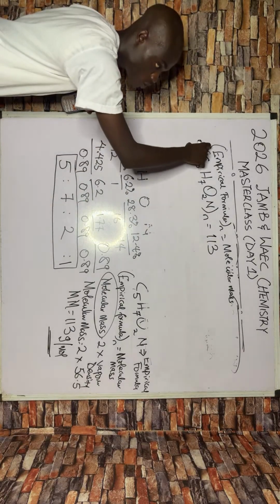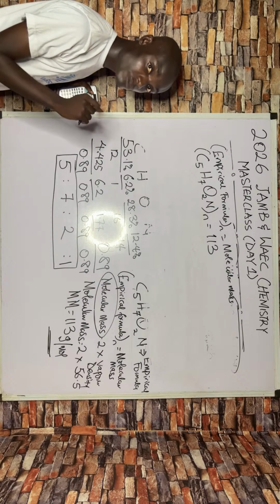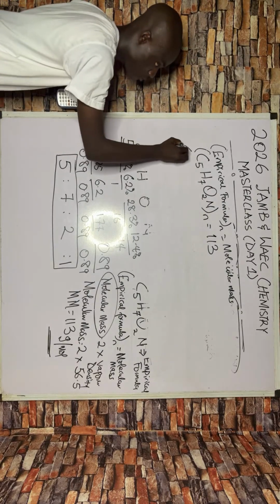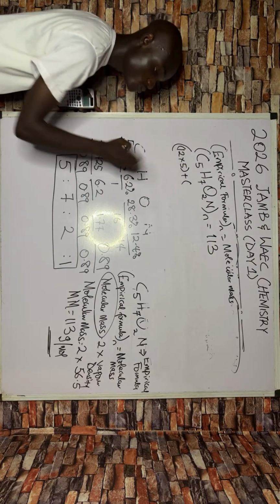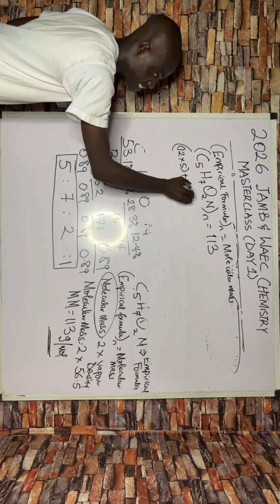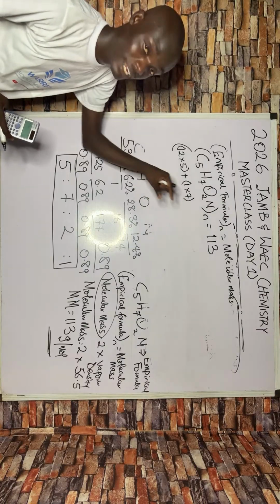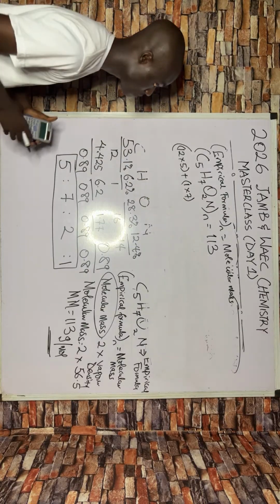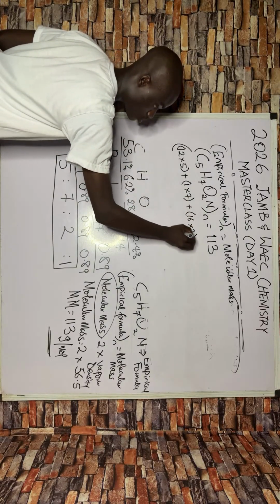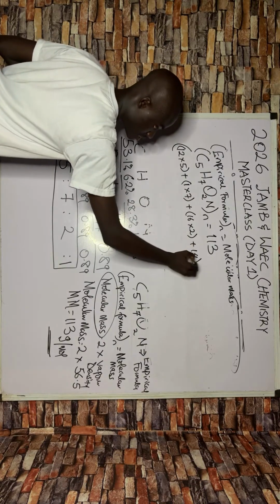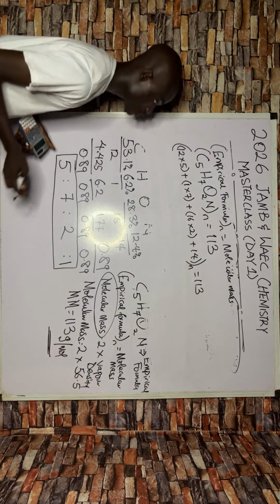Because we are talking about mass, we are going to be calculating the mass of everything here. Now carbon, if you remember, the relative atomic mass is 12. So for carbon it is 12 times 5, plus for hydrogen, if you remember, it is 1, so that's 1 times 7. What I wrote in the bracket is what we call the relative atomic mass. Then for oxygen it is 16, that is 16 times 2. Then for nitrogen it is 14, that's 14N. Let's close the bracket. It's equal to 113.